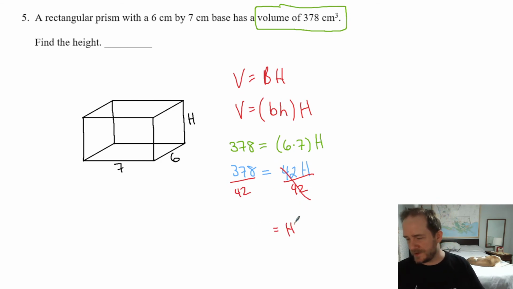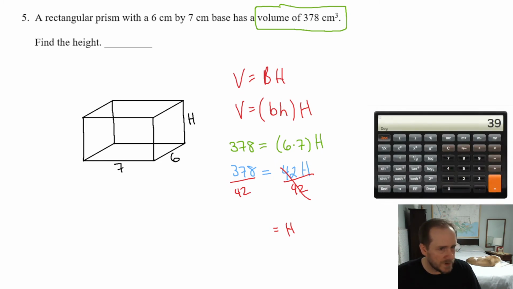So h is going to be, well, whatever this is. I don't know what it is, so I need my calculator. So let me pull up a calculator. There we go. To use this calculator, clear everything out, and then I'm typing in 378 divided by 42. And I'm getting 9 apparently, so that's our answer.